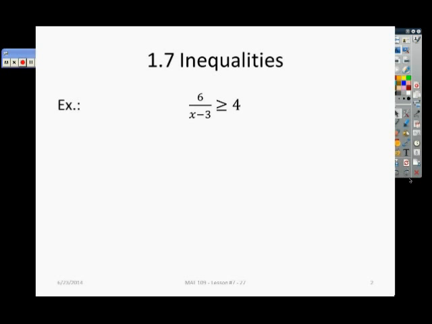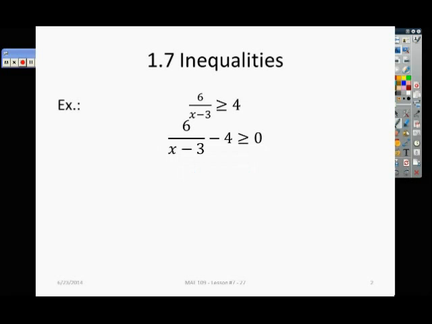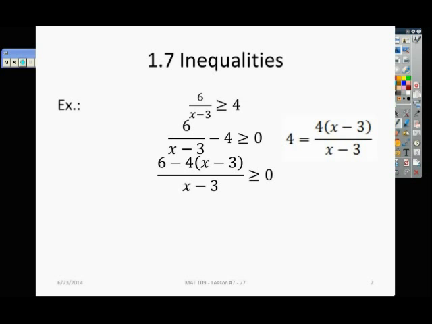So here it is. If we want to solve it, we need to move the 4 to the left-hand side. The way you move the 4 to the left-hand side is by subtracting 4 from both sides. So we subtract 4. Now that we have the 4 over here, we need to combine it together with the 6 over x minus 3. In order to do that combination, we need a common denominator. The only denominator in this inequality is x minus 3, therefore it is my common denominator. So I want to write 4 as an equivalent fraction which has x minus 3 as a denominator, and when I do that I would get 4 times x minus 3 over x minus 3.